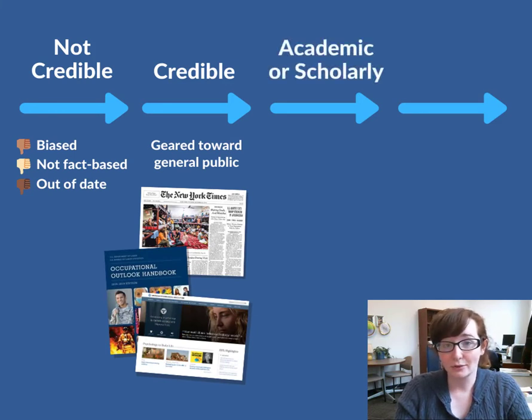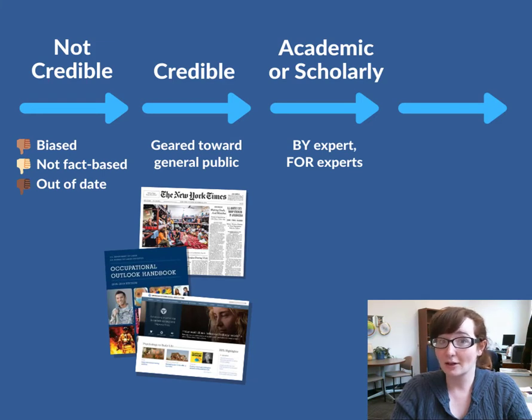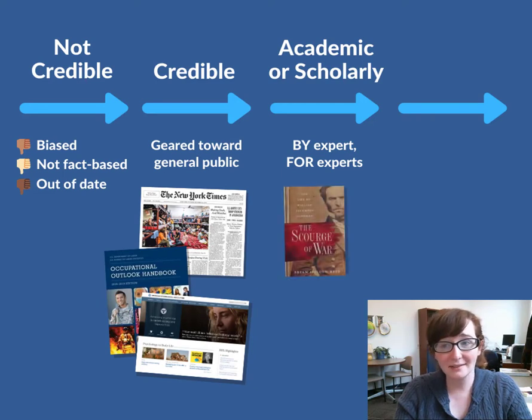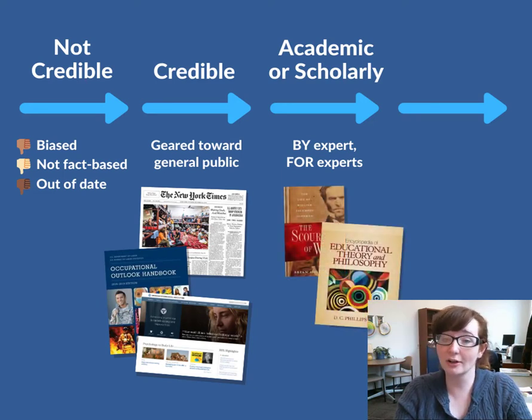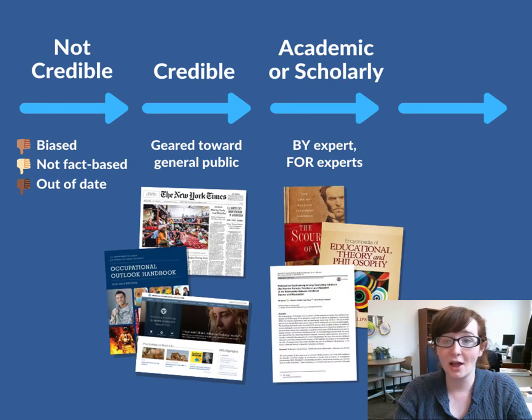Academic and scholarly sources, on the other hand, are written by an expert in the field for other experts, researchers, or students. The terms academic and scholarly may be used interchangeably. These types of sources may include books published by a university press, encyclopedias, or journal articles that you found in RIV Research, on Google Scholar, or cited in another academic or scholarly article.